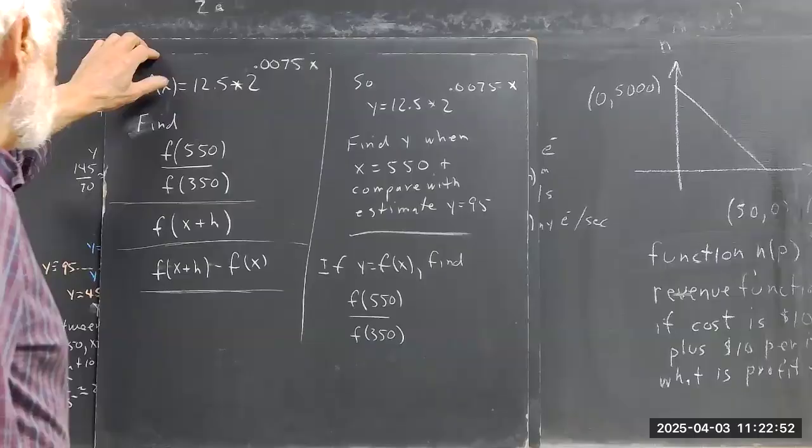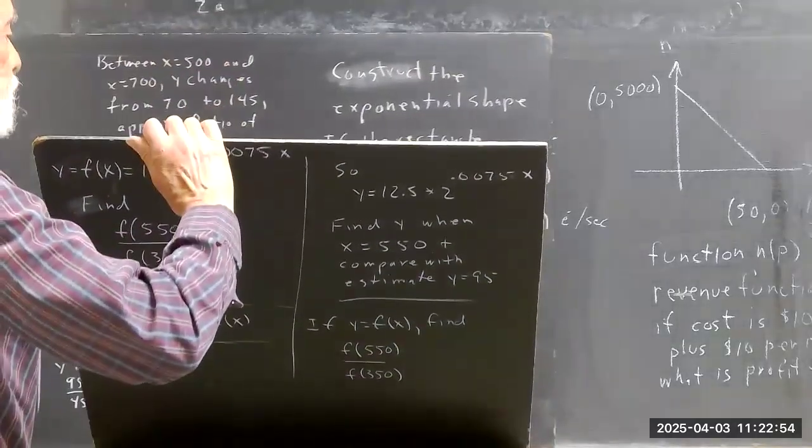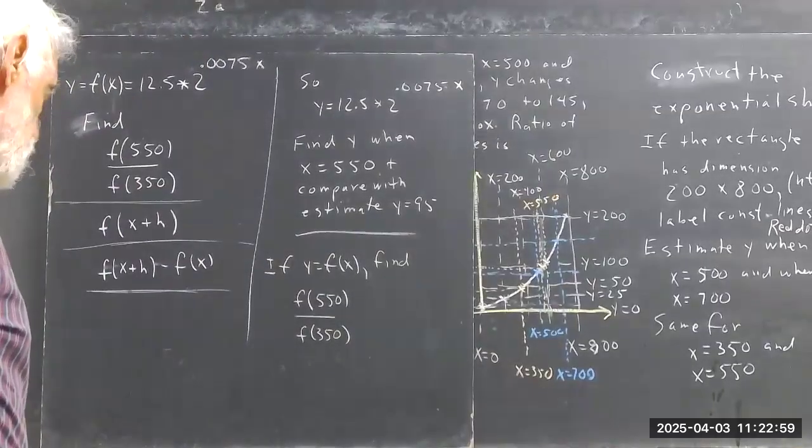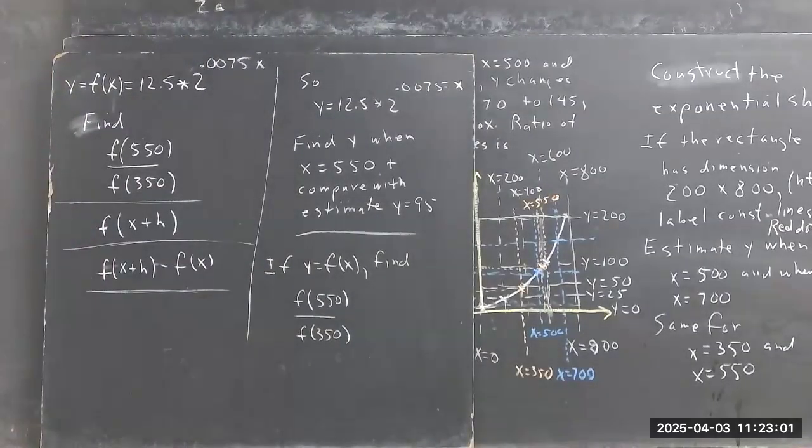Okay, so we have the question. It comes from later. We have the question: if f of x is this function, let's find f of 550 over f of 350.